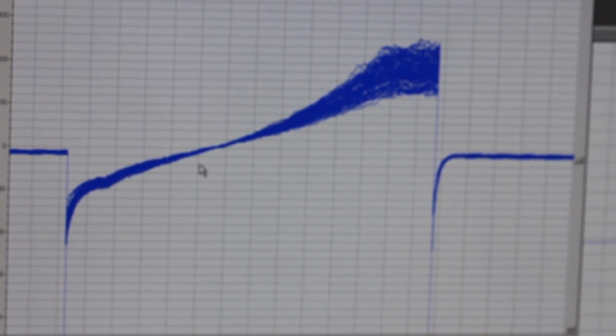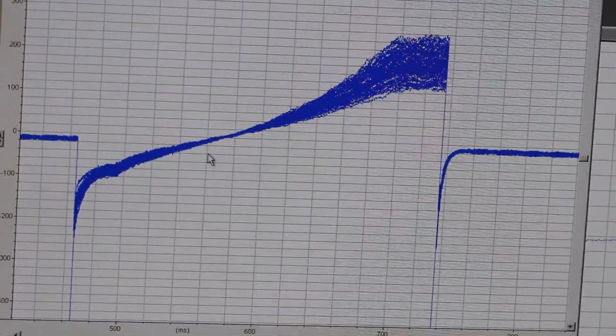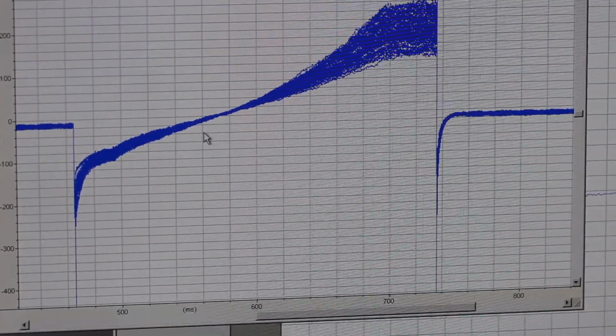Today the experiment doesn't work. Too many cells on the plate and the membrane resistance was too high.